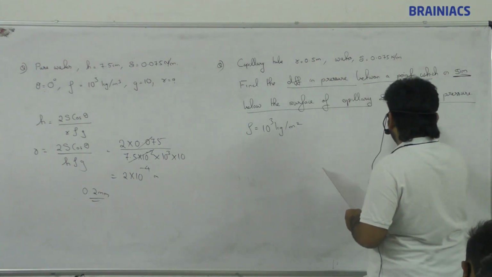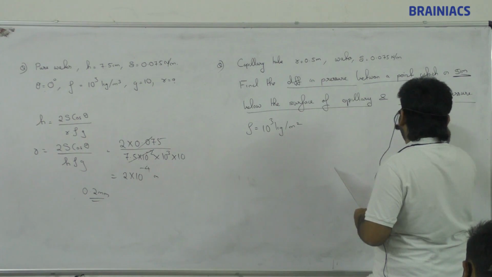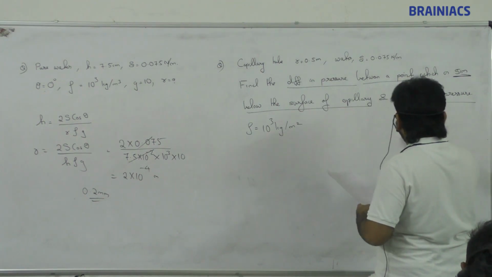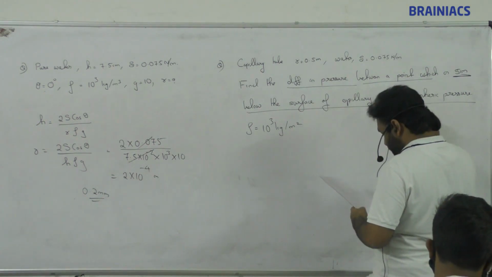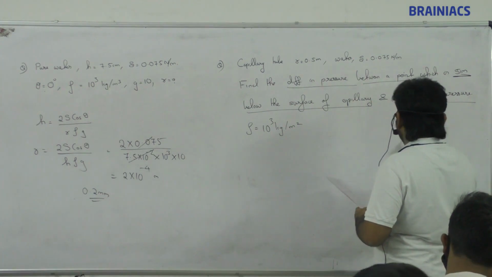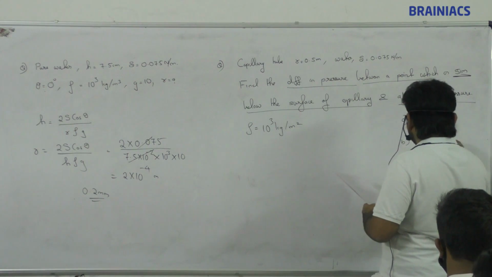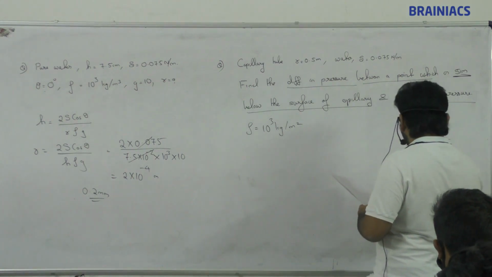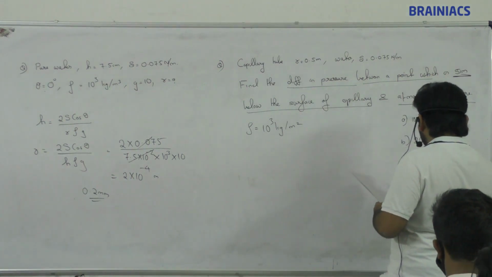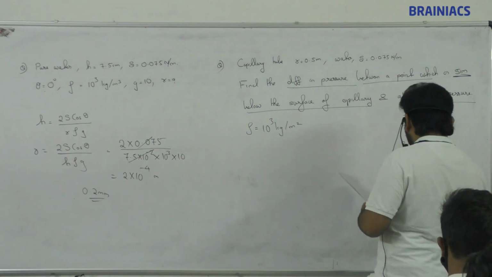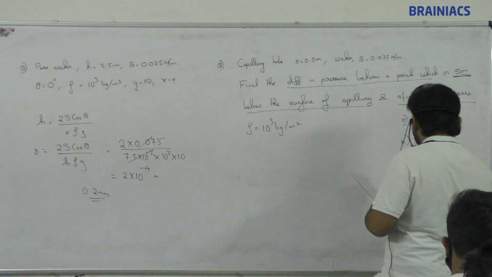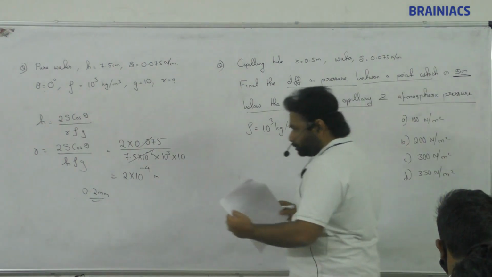Okay, take down these options. 100 Newton per meter square, 200 Newton per meter square, 300 Newton per meter square, 350 Newton per meter square.